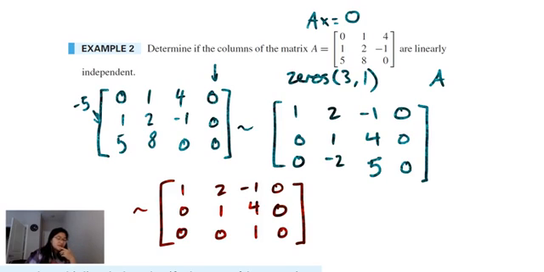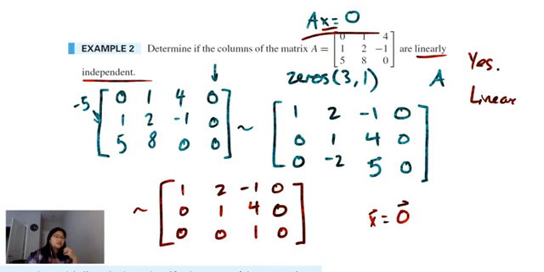So since there's no free variables, we only have the trivial solution. Only the trivial solution where x equals 0 is going to give us a solution to Ax equals 0. And so our columns of A are indeed linearly independent. Yes. They are linearly independent.